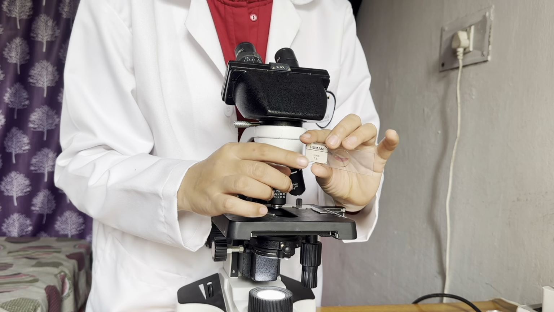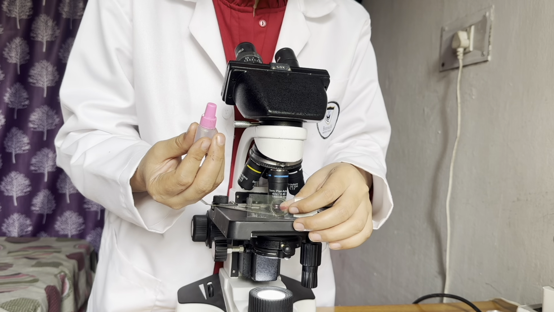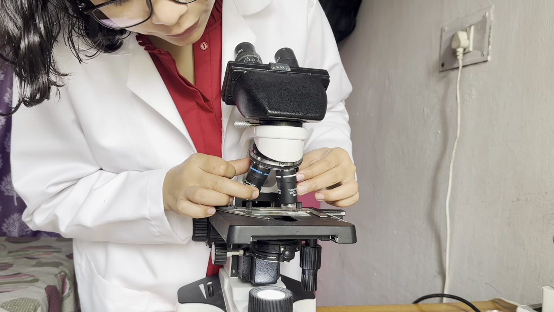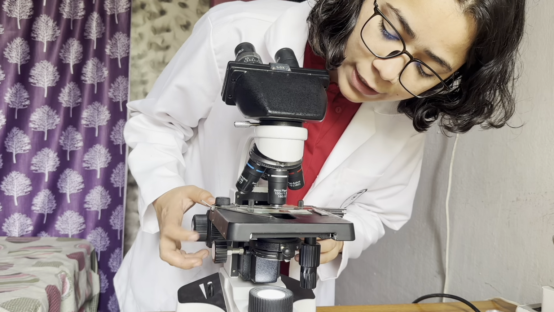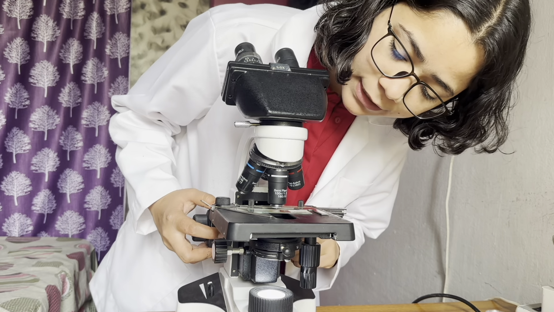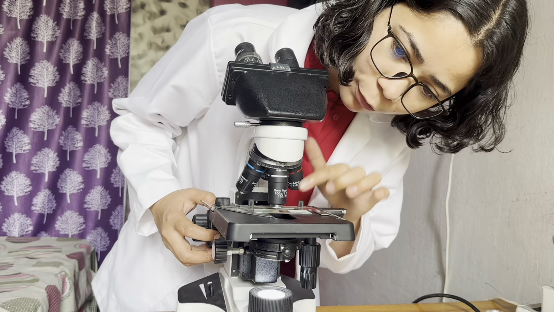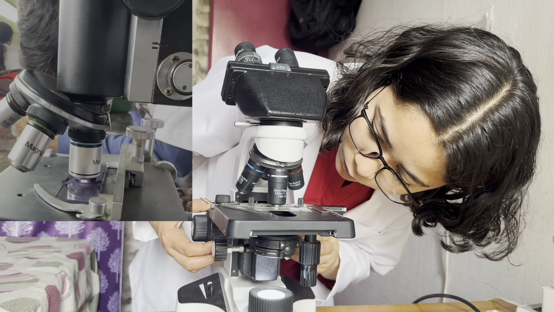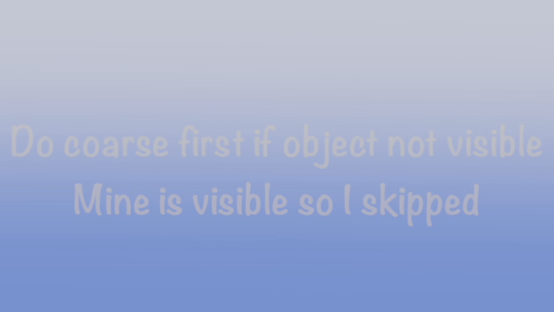Now it's the turn for oil immersion. For oil immersion, put a drop of cedarwood oil over the area to be focused. Bring the 100x objective. Dip the 100x objective with the help of the coarse screw by constantly looking from the side, so that it will just dip into the oil without touching the slide. Yeah, that's it. Make the diaphragm fully open.